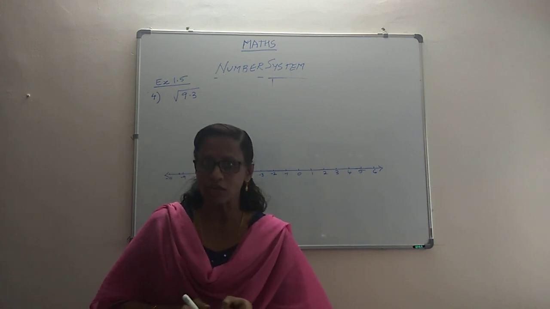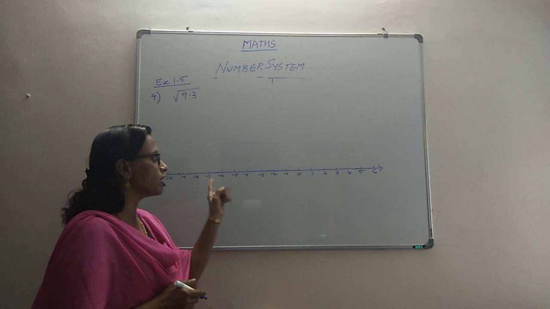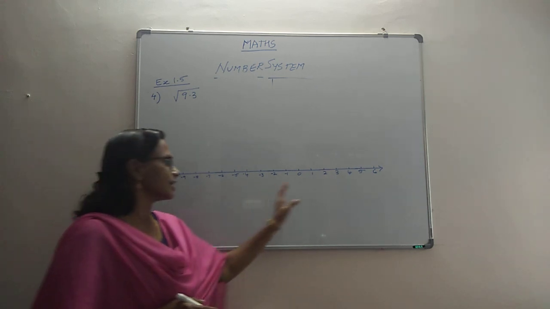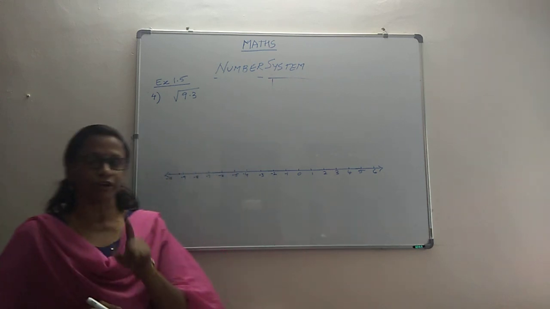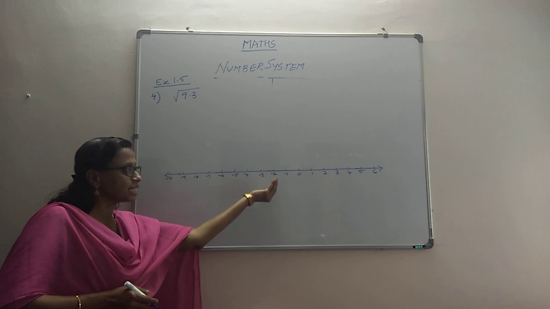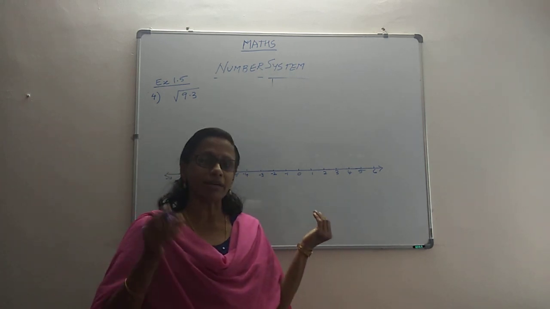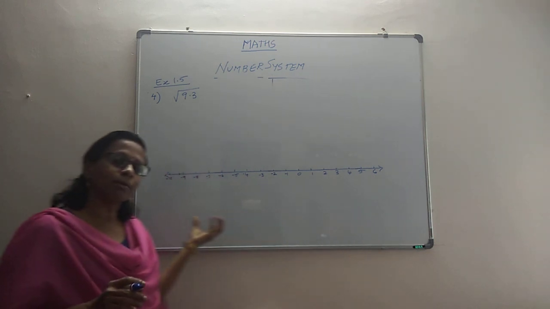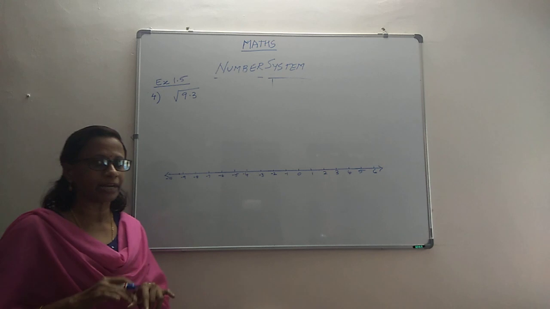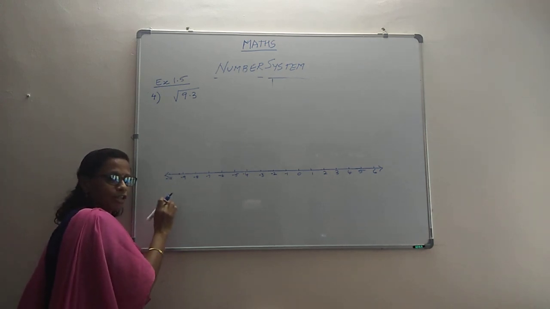Since it's been clearly told that root of 9.3 has to be plotted on the number line, we have to first start with the number line. So first let's make a number line like this. We have to be careful that whatever number is being asked, that much should be available on the negative side of the number line. Because root of 9.3 is asked, 9.3 minimum should be available on the negative side.